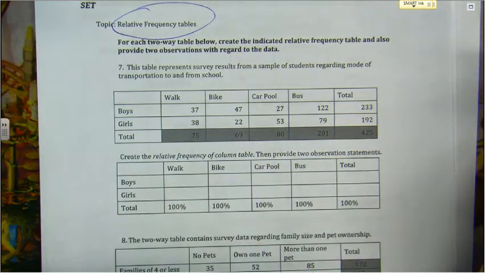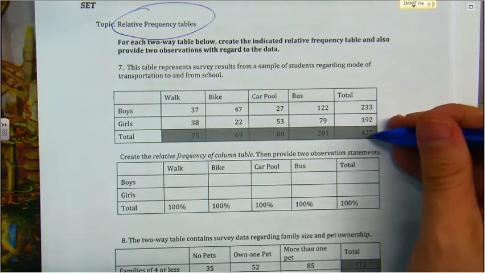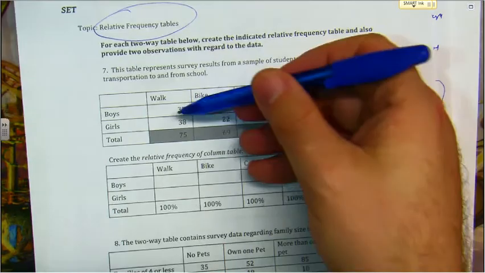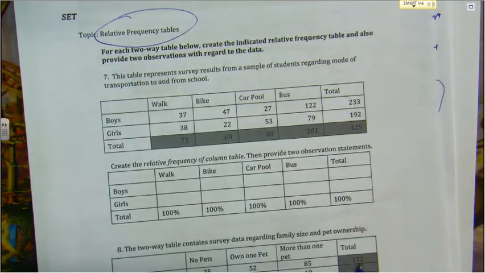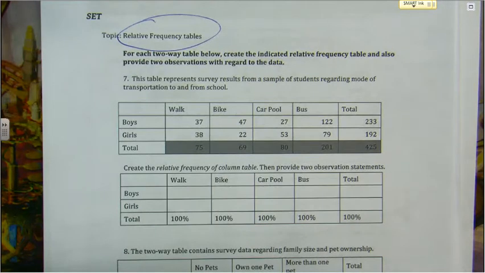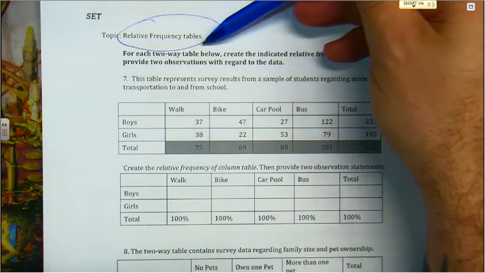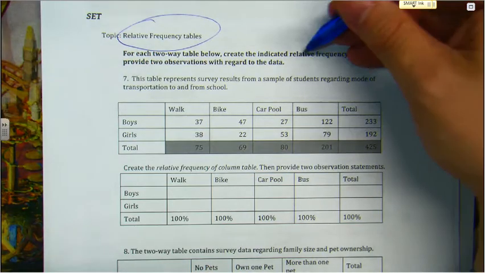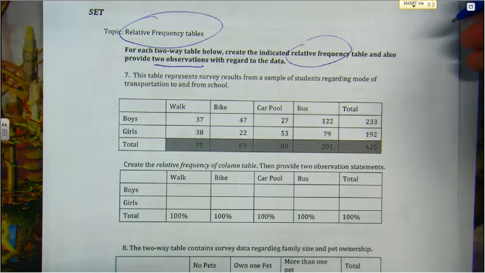So when we're looking at these, that's what's going to be most important, is instead of referring to just that bottom corner number, we're going to be looking at it as it refers to each of these columns, or for this one, for each of these rows. Okay, so let's go ahead and get that task started. When I'm looking at this, it says for each two-way table below, create the indicated relative frequency table and also provide two observations with regards to the data.